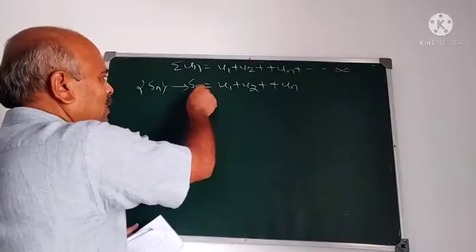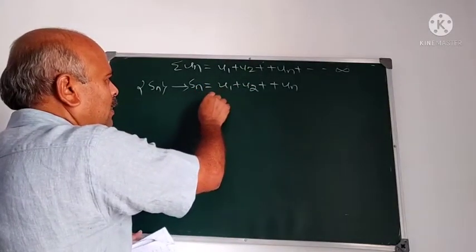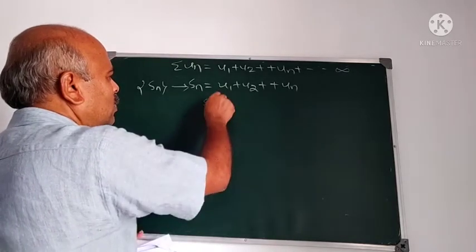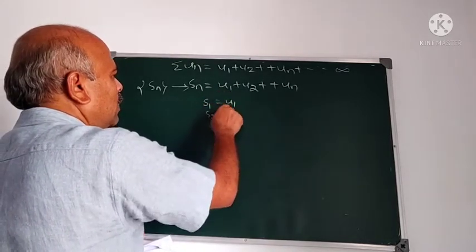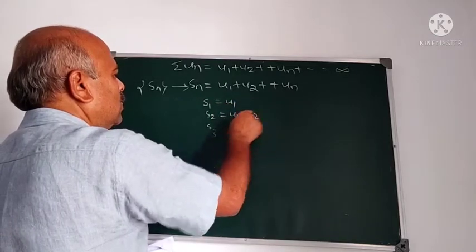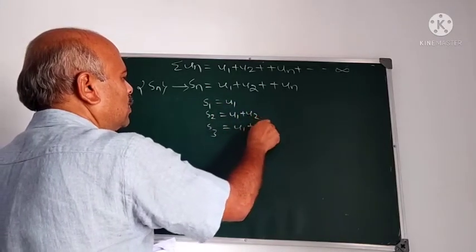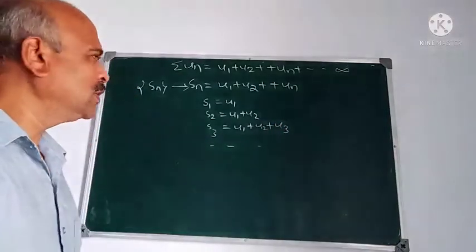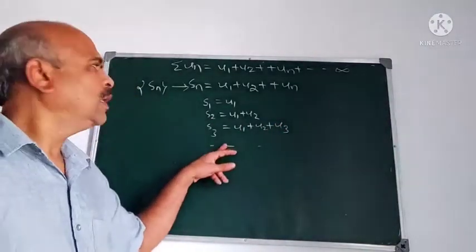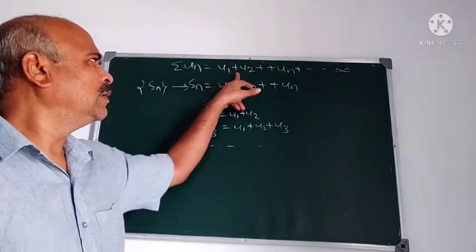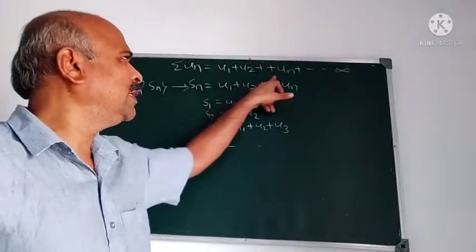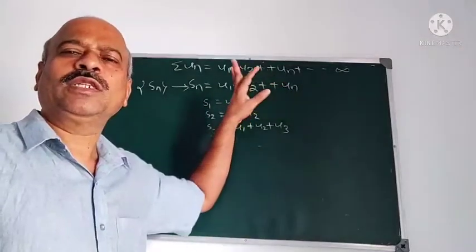Now it is a sequence Sn. And what are the terms of the sequence? S1, S2, S3, and so on. S1 is u1, S2 is u1 plus u2, S3 is u1 plus u2 plus u3, and so on. This is the sequence. And if this sequence converges, then we say that the sequence of partial sums converges, then we say that the infinite series converges.